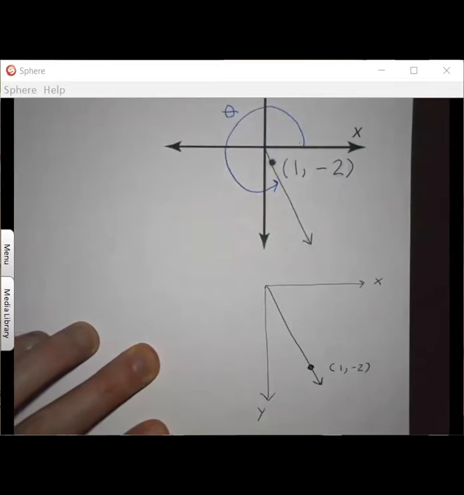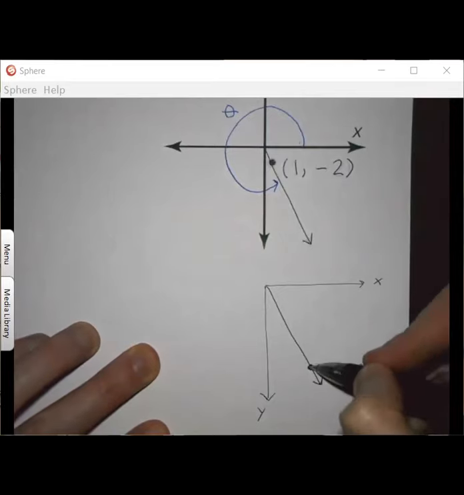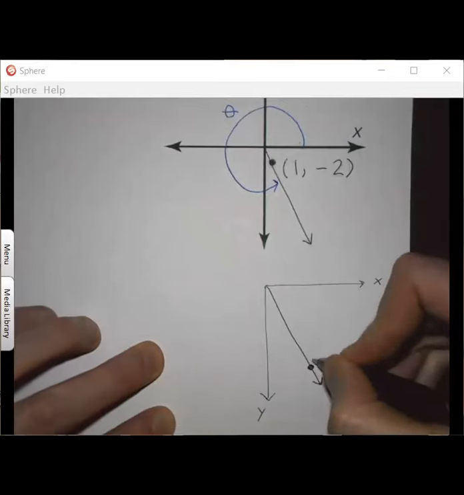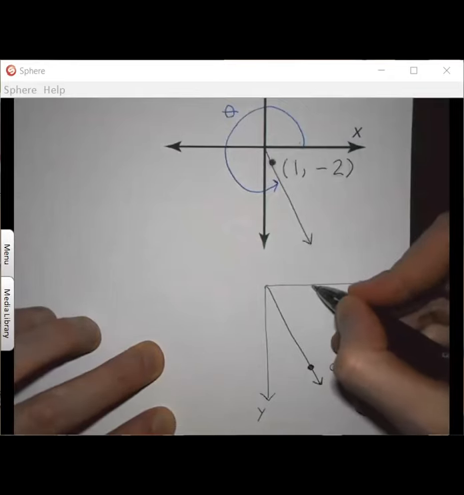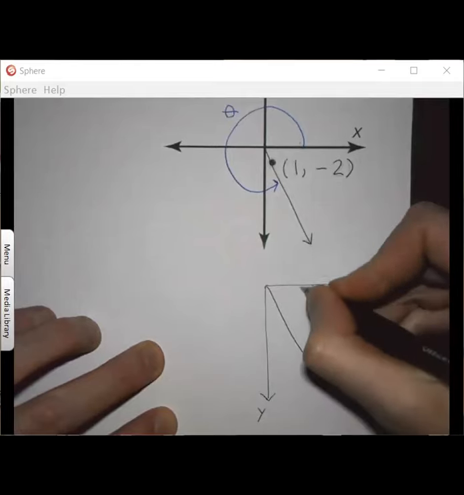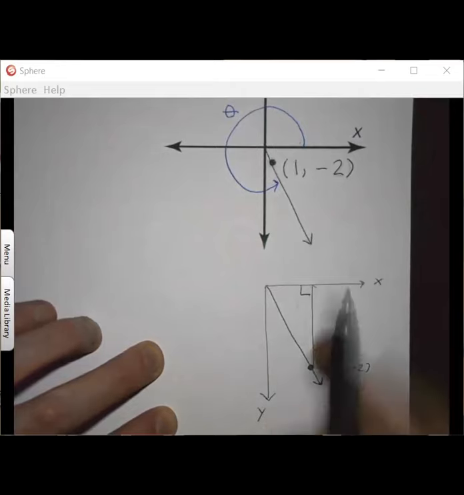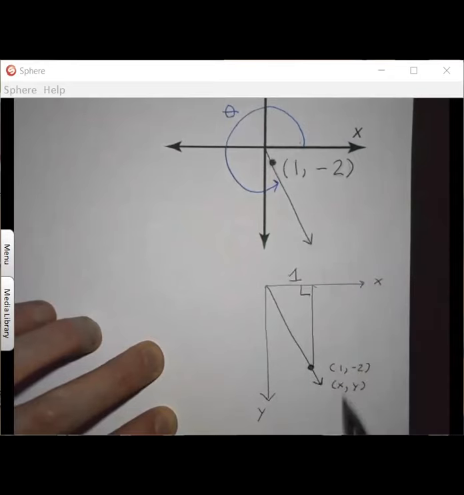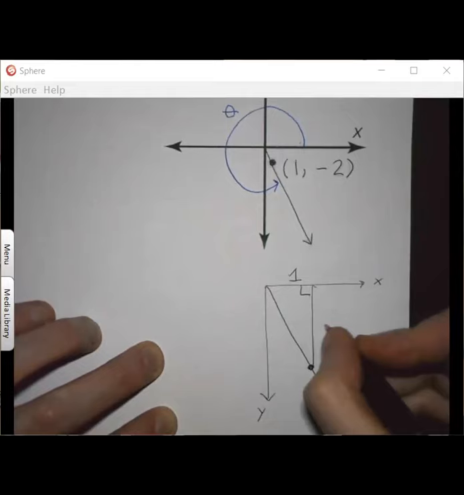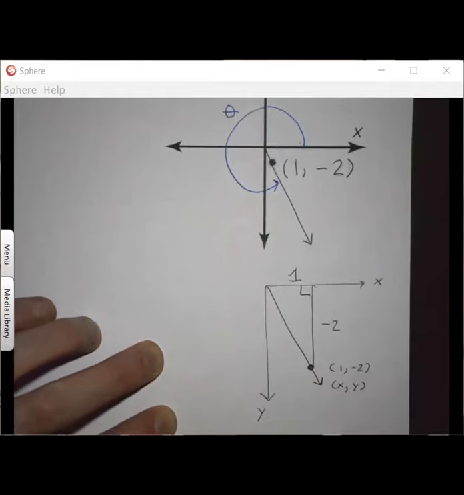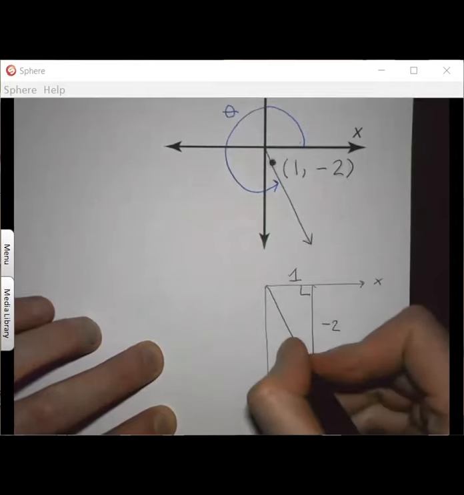Now what I want to do is draw a line from my point to the x-axis so that it makes a right angle. So we're going to make a right triangle. Now the point actually tells us the lengths of the sides, right? My x value is 1, my y is minus 2, so over 1, down 2. We're going to use these sides to find the hypotenuse. Let's just call that r.